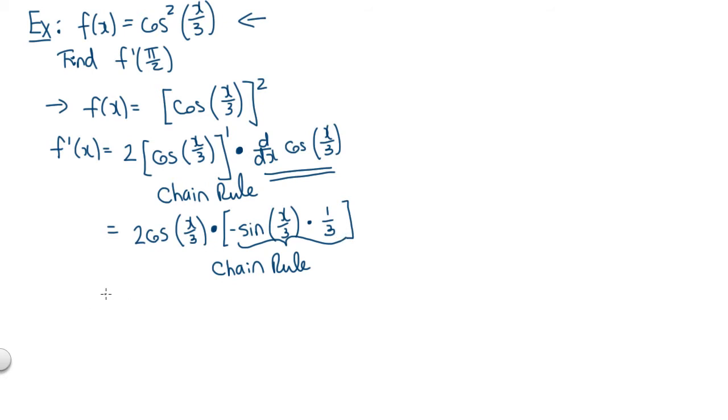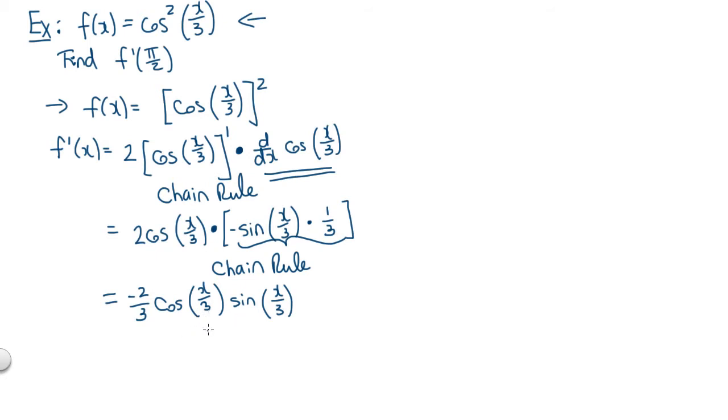All right. So to simplify this, let's bring all our constants to the front. We've got a 2 times a -1 times a 1/3. So that's a -2/3 out in front here. We've got cos x over 3, and that's also times sine of x over 3. Okay, so there's a fairly simplified version of our answer.